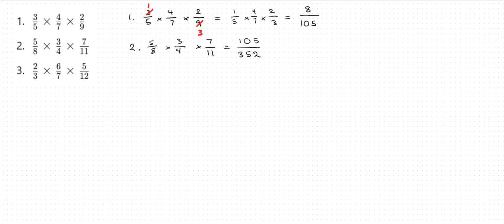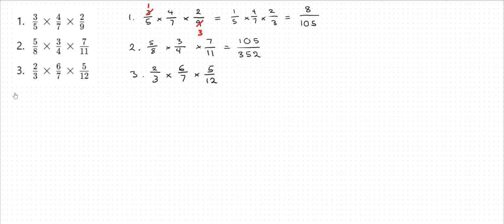All right. Now, I don't think we can make that any simpler, so I'm going to say that's pretty much our simplest form there. And the reason is because it ends in a 5 and a 2, and we can't see a common relationship there in terms of divisibility. So let's move on to 3. We have 2 over 3 multiplied by 6 over 7 multiplied by 5 over 12.